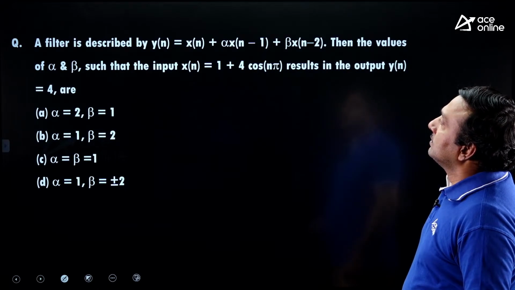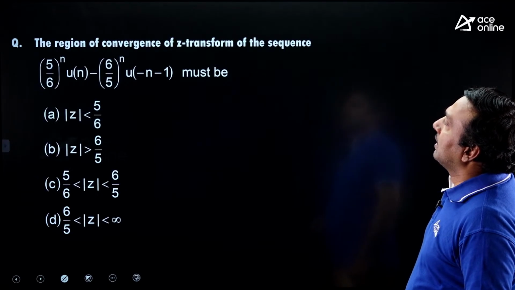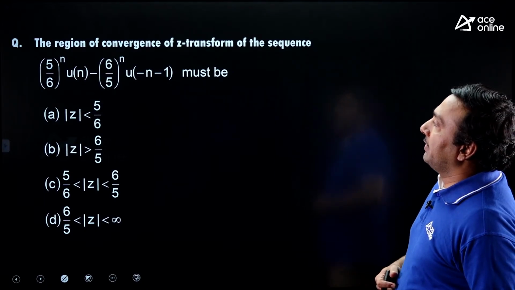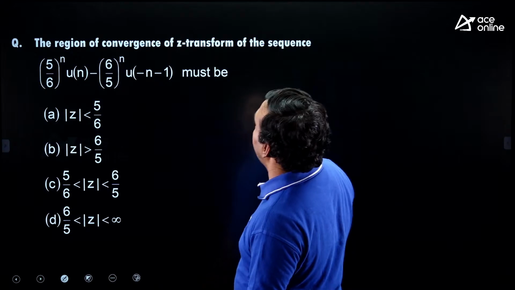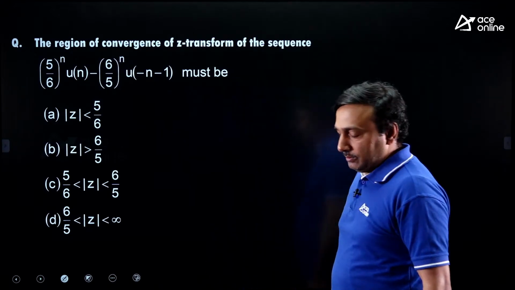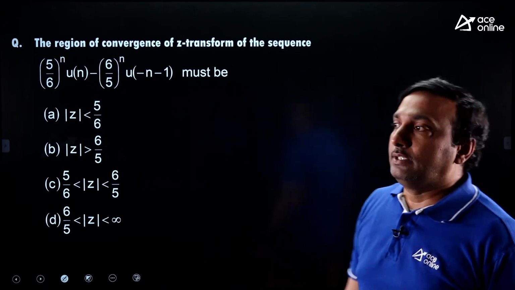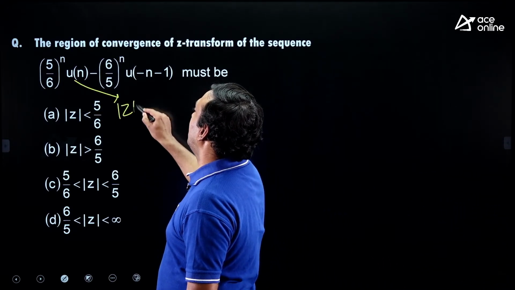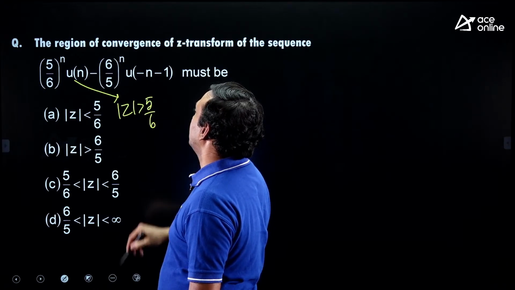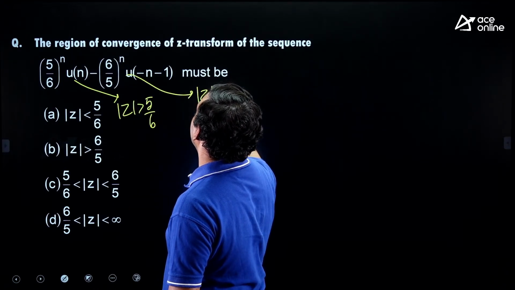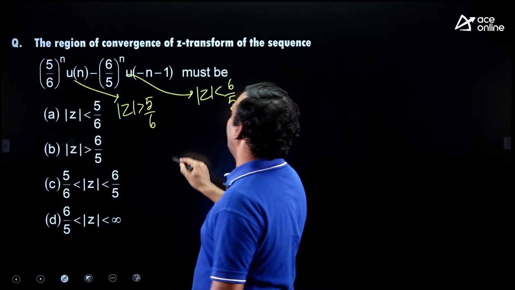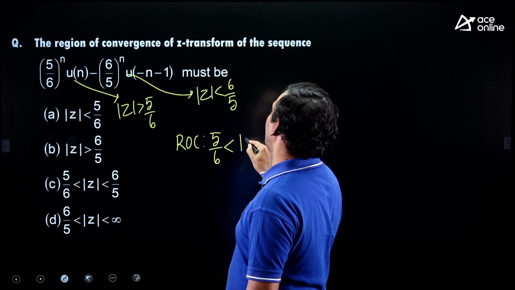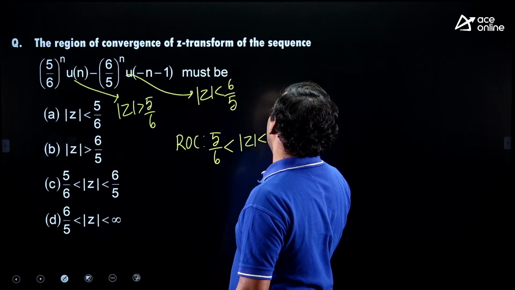Okay. So, first let me solve some ROC questions. I will come back to this slide, the previous slides. So, think and respond. The ROC of the Z transform of this sequence. We are adding a right-sided sequence and a left-sided sequence. So, a to the power n u[n] form. For this, the ROC is mod z greater than 5 by 6. It is right side. But this is left side, mod z less than 6 by 5. Do we have an intersection ROC or not? It lies between 5 by 6 and 6 by 5.